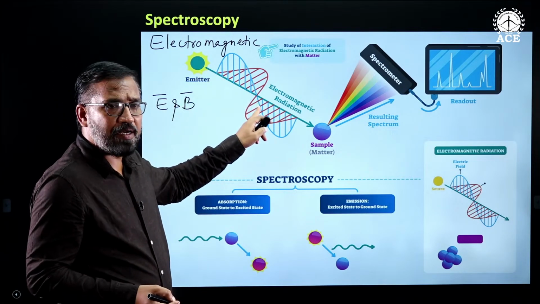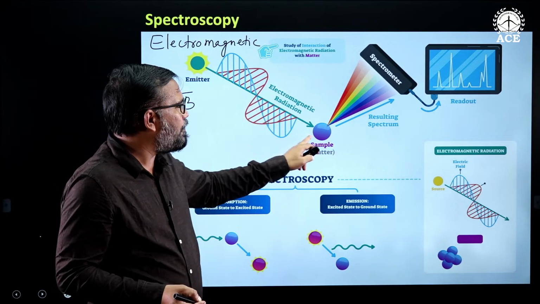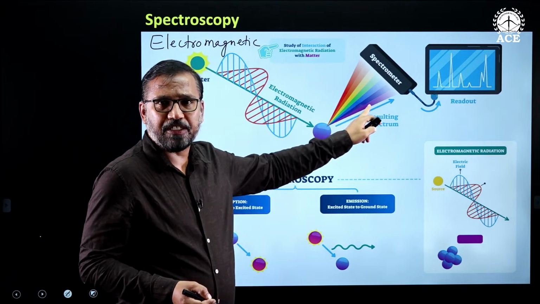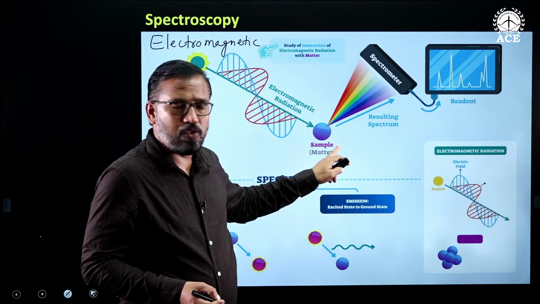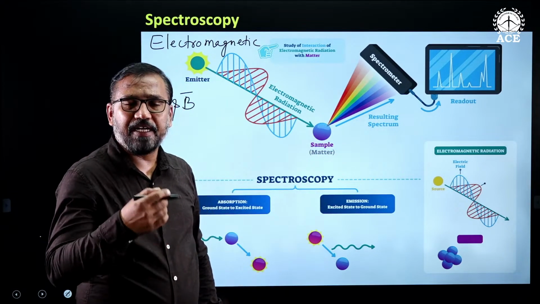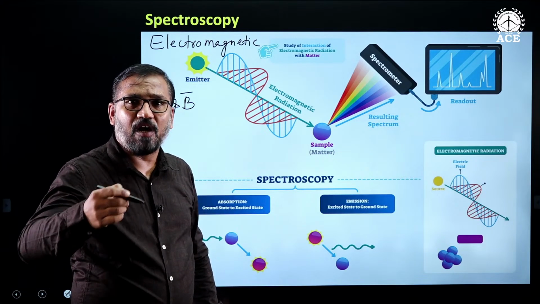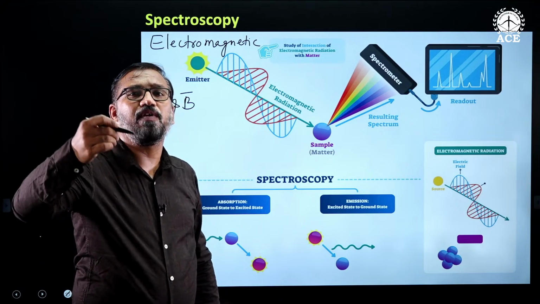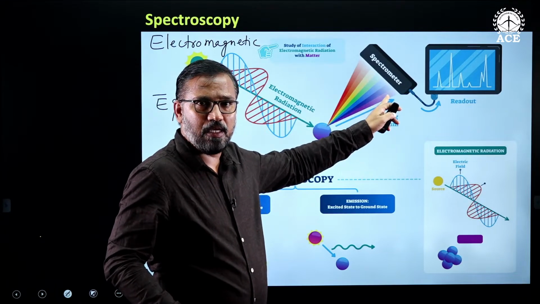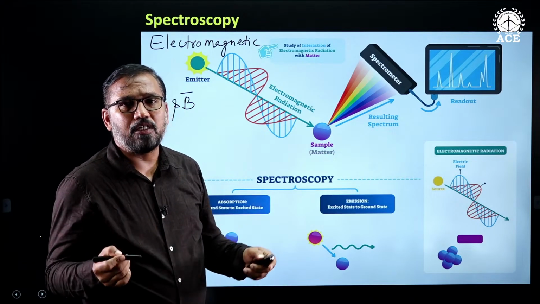The electromagnetic radiation coming from the sun interacts with the matter sample. The radiation will be absorbed by the body and the body will emit some radiation. With the help of this radiation, we are going to get different colors. The body is radiating different frequencies, so we get different colors, and we get a spectrum of different colors. This is the emission spectrum. Next, the absorption spectrum will also be there. That is called spectroscopy.